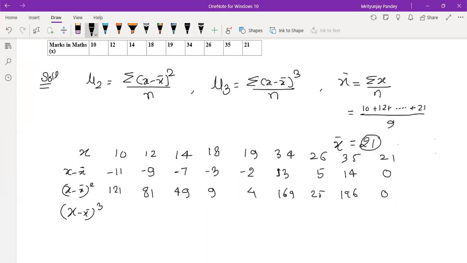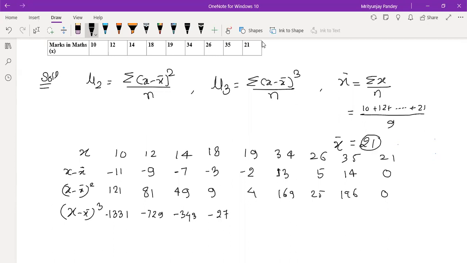Now find the cube of that. Yes, so tell me minus 11 cube. Do you have calculator? Then tell me the final answer. 1331. Yes, 9 cube minus 729. Okay, 729. But minus 7 cube, 7 into 7 into 7, 343. Minus 343.